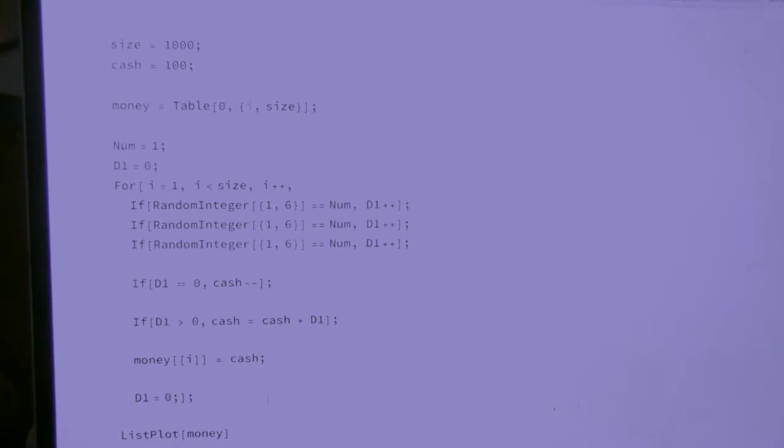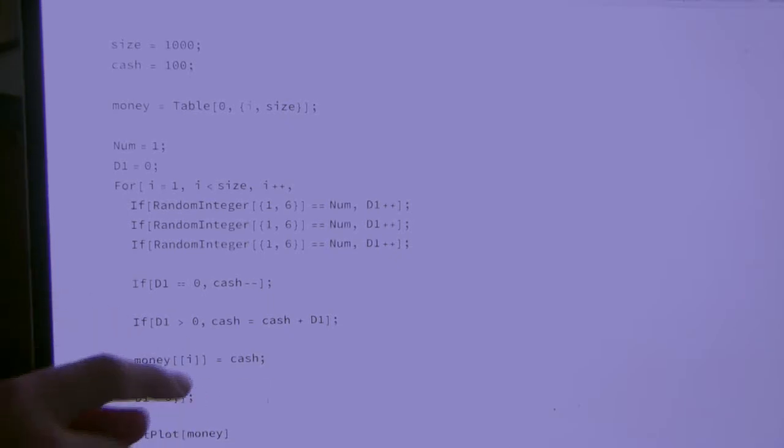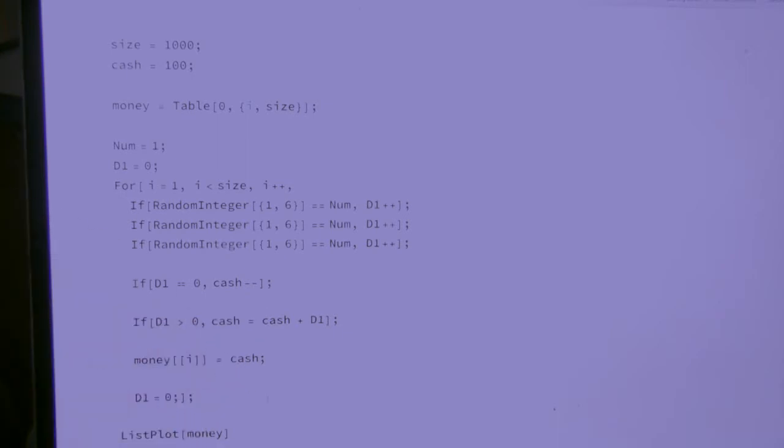And then we just input this value into the table. And then we set D1 back to 0. Good. And then at the end we do ListPlot of money. So this was starting with $100, doing 1,000 trials. And we got a graph that looked like this.